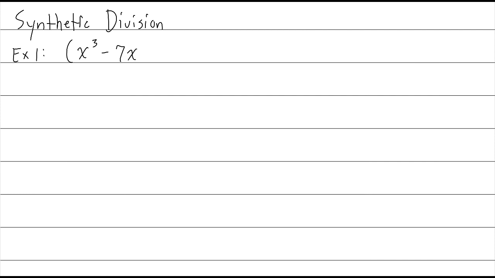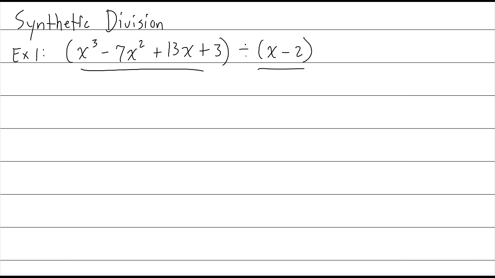x cubed minus 7x squared plus 13x plus 3 divided by x minus 2. Okay, so it's one polynomial divided by another polynomial. And it's really important that you set it up correctly. So the first thing I like to do is first recognize that x cubed is the leading term of the polynomial that is about to be divided. So I'm going to write out x cubed and then everything that normally comes after x cubed.